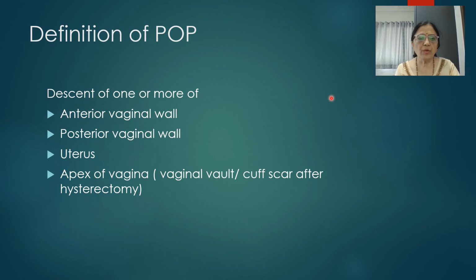Definition of pelvic organ prolapse is descent of one or more of anterior vaginal wall, posterior vaginal wall, uterus, or apex of vagina, where it is called as vaginal vault or vaginal cup scar after hysterectomy.